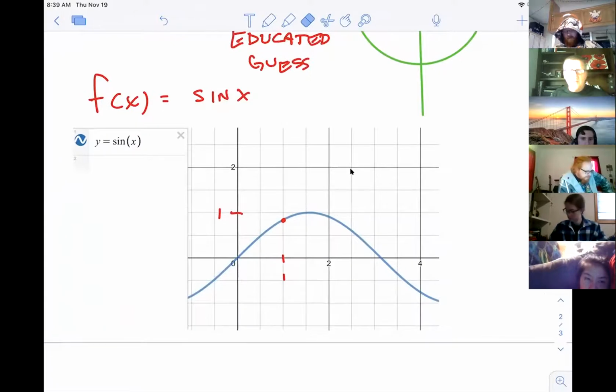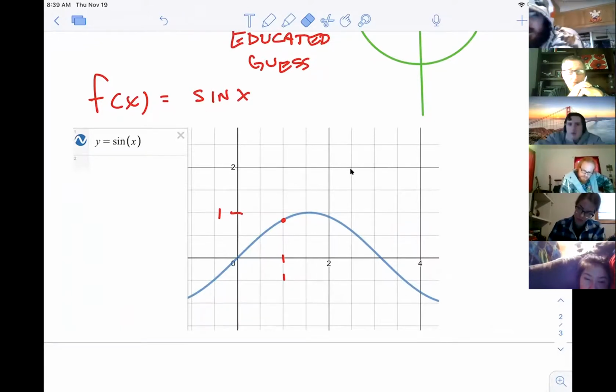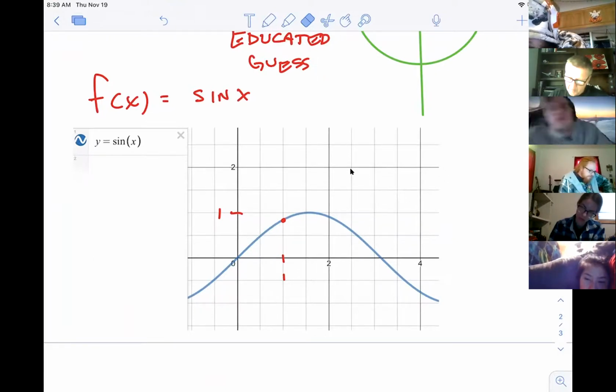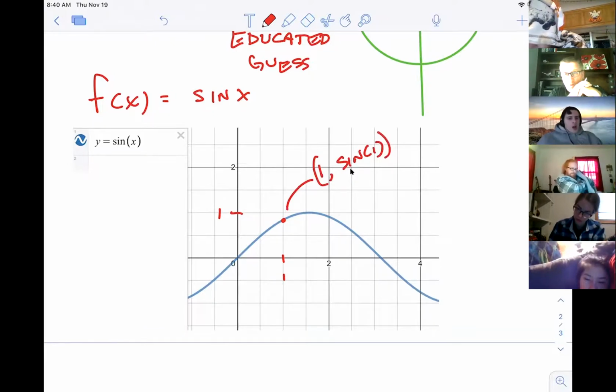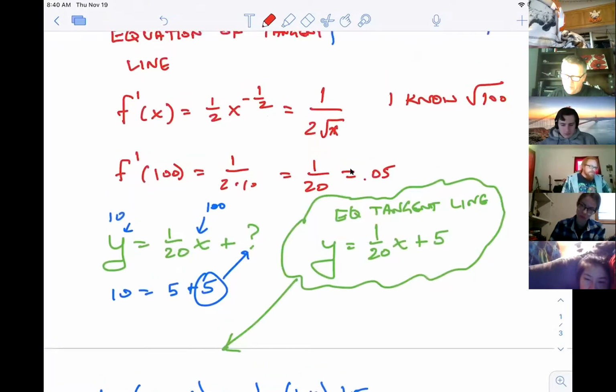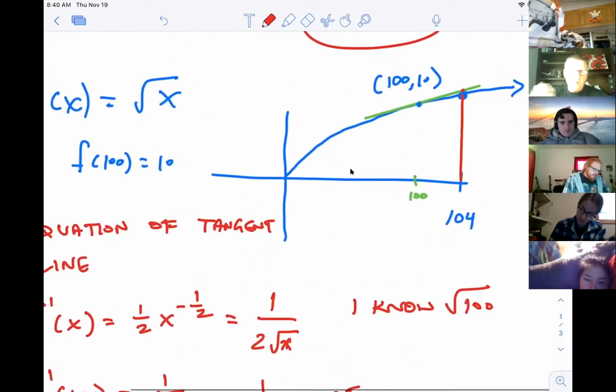So we have the same problem that we had last time, which is that the y coordinate of that is what I want to know. Isn't it the y coordinate? So this is the point 1, sine of 1. Isn't that the coordinate of that point? So the y coordinate is what I'm after, but I don't know what the sine of 1 is. So the question is the same as last time, which was, I don't know what the square root of 104 is, but is there any number nearby that I know the answer to?